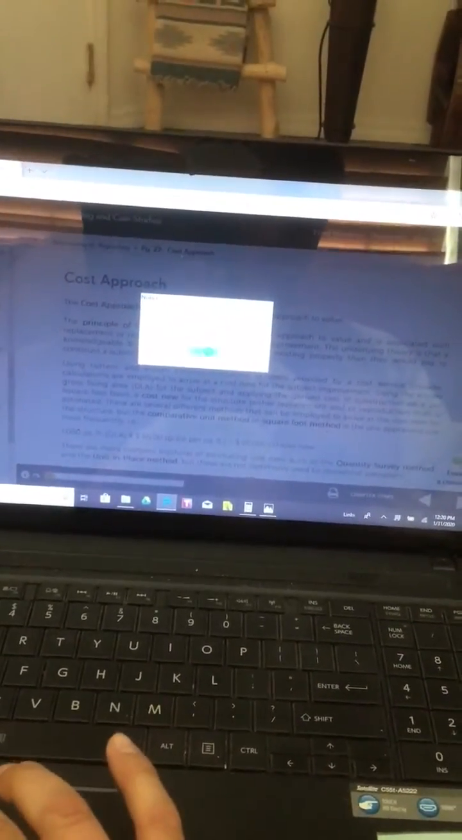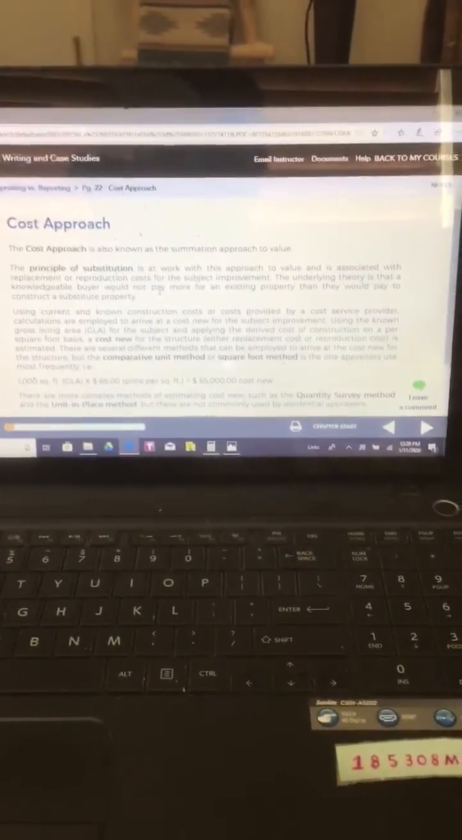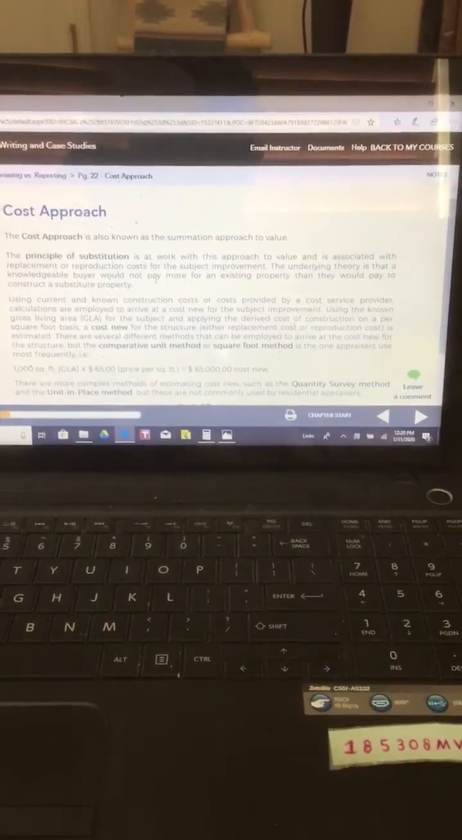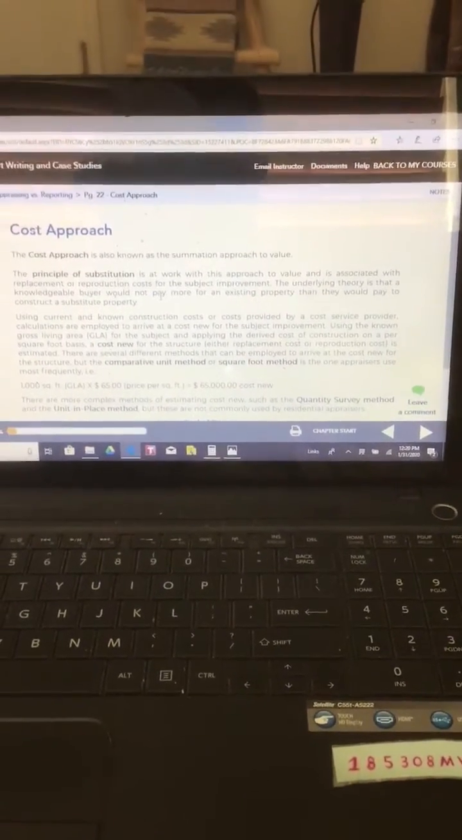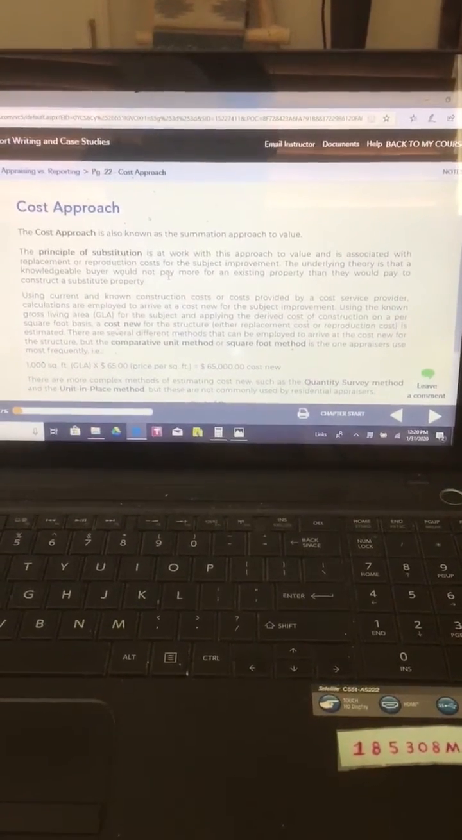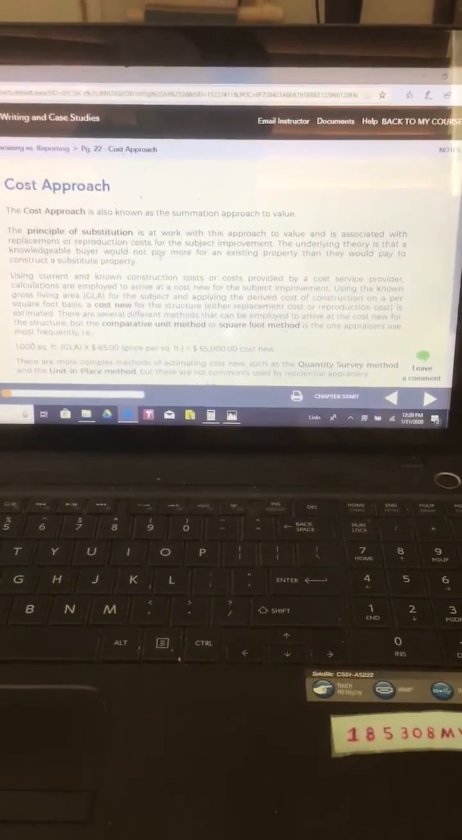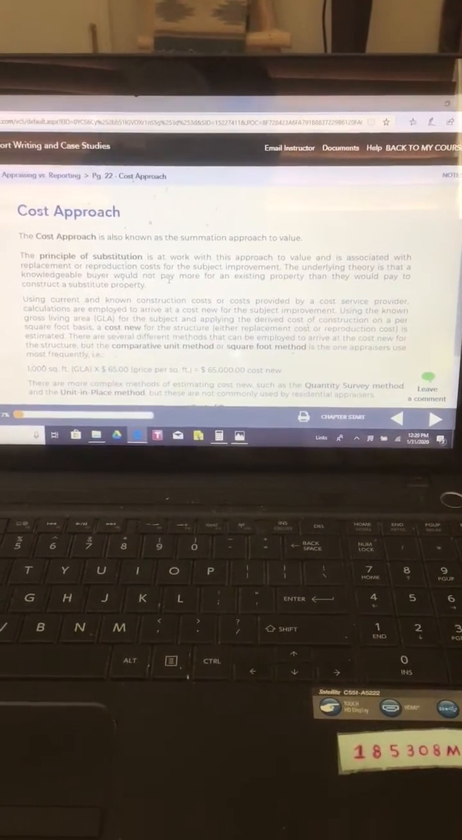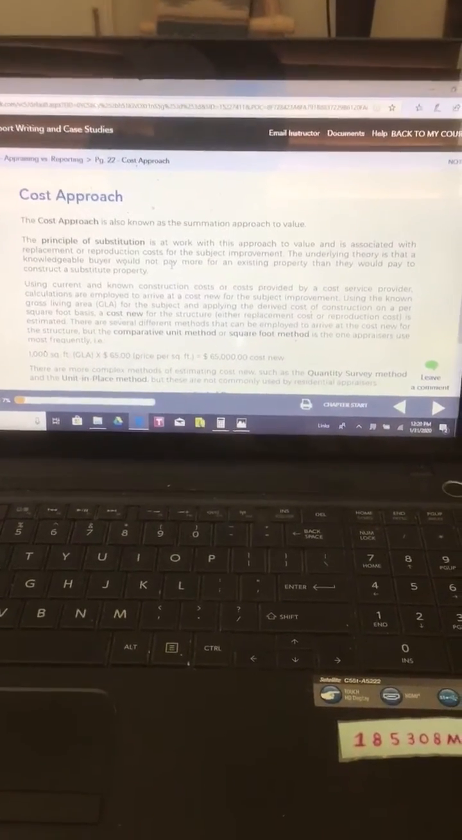Using current and known construction costs or costs provided by a cost service provider, calculations are employed to arrive at a cost new for the subject improvement. Using the known gross living area, GLA, for the subject and applying the derived cost of construction on a per square foot basis, a cost new for the structure, either replacement cost or reproduction cost, is estimated.